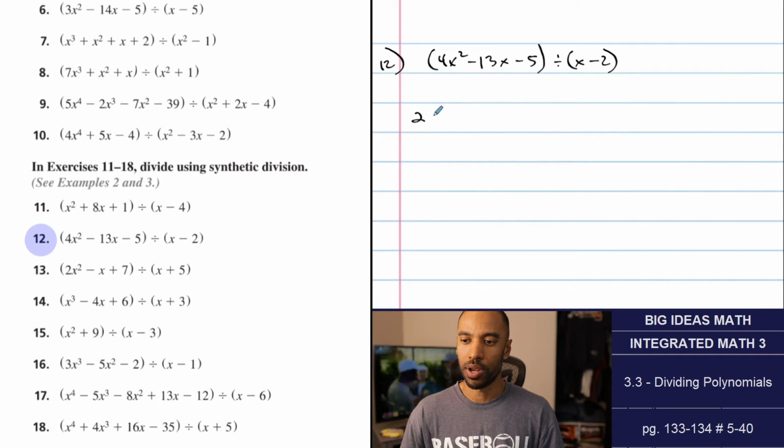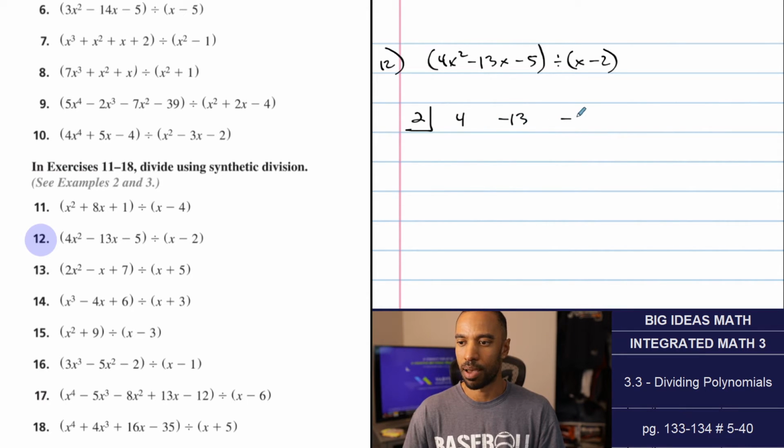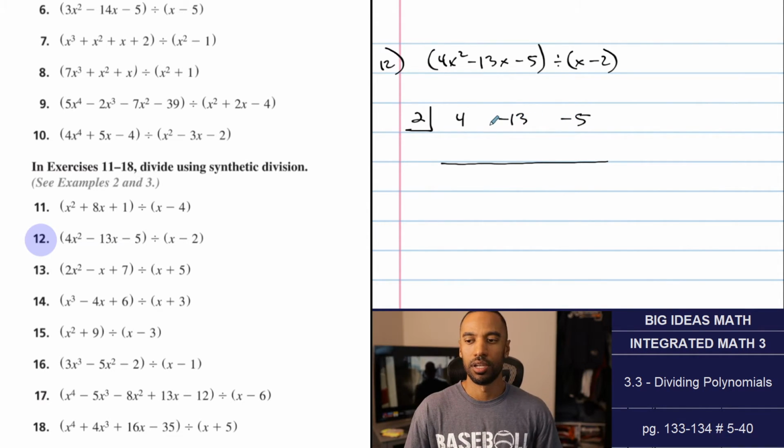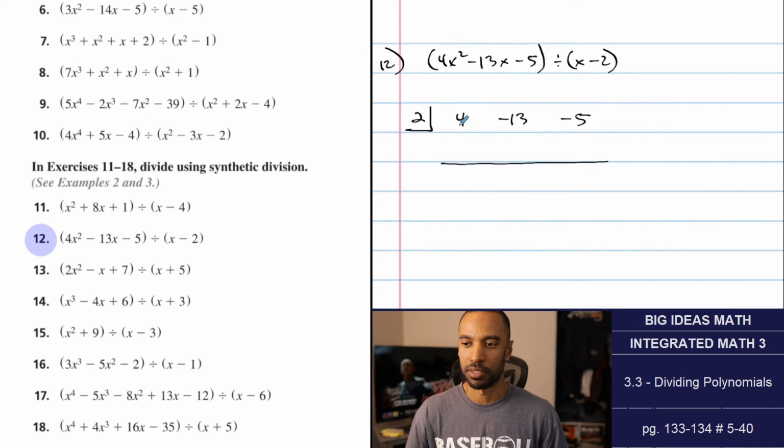All right, 2 is the root on number 12. And we're going to write out our coefficients. 4x squared minus 13x minus 5. And I say those out loud for a reason. I want to make sure I'm going down in descending order of degree, the next degree over. Zero placeholders have to come in a second.